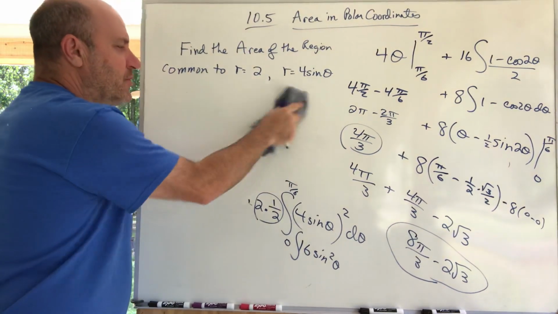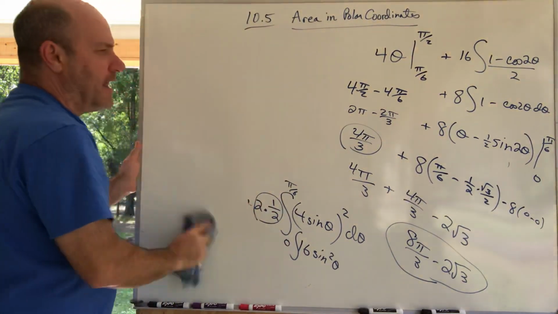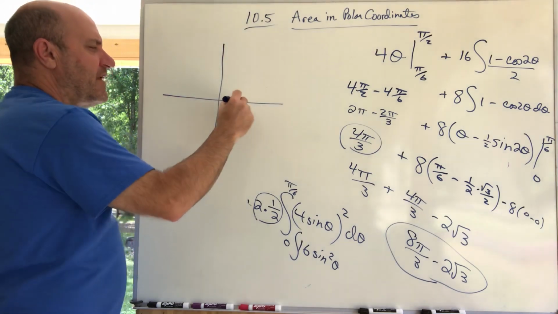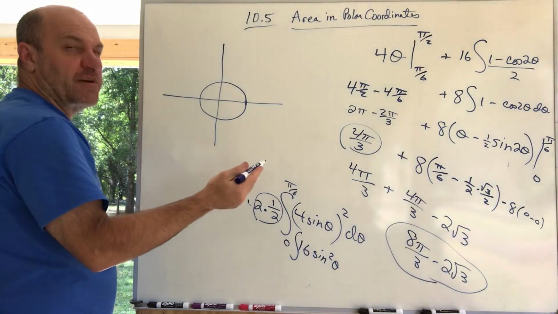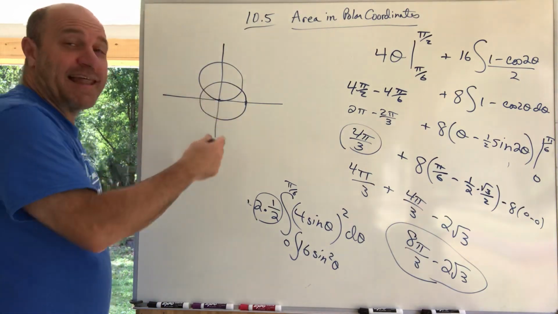I'm not going to do another problem, but I want to show you something. The book has this problem. This is pretty cool. They have a circle of radius A, so R equals A. Then they have another circle of radius A sitting here. So that's a lot like what we just did.